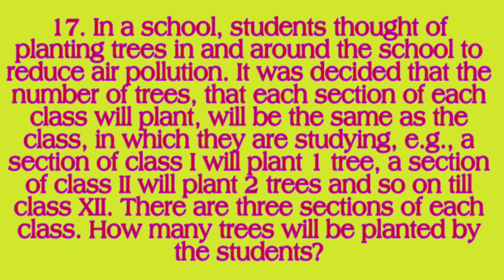Once again I'll read it out. In a school, students thought of planting trees in and around the school to reduce air pollution. It was decided that the number of trees that each section of each class will plant will be the same as the class in which they are studying. Example, a section of class 1 will plant 1 tree. A section of class 2 will plant 2 trees, and so on till class 12. There are 3 sections of each class. How many trees will be planted by the students?